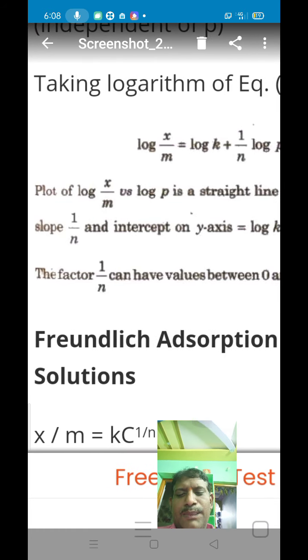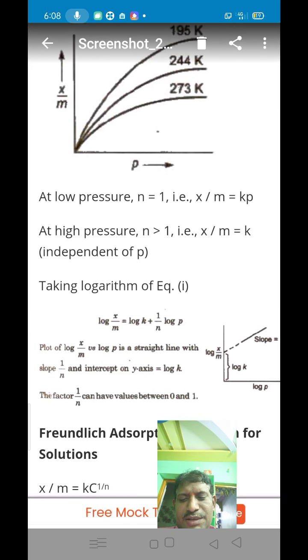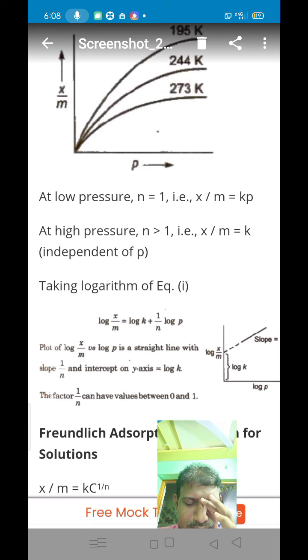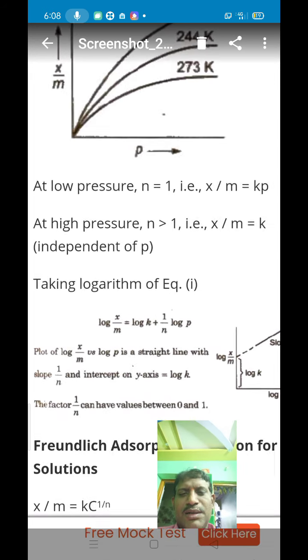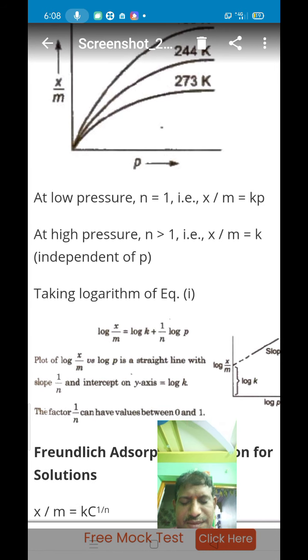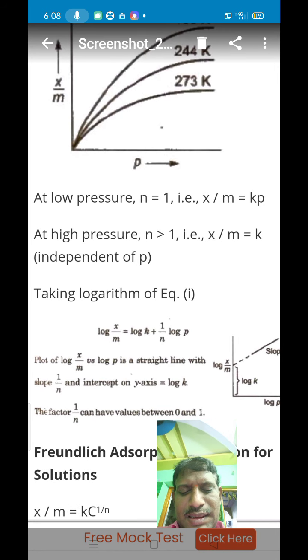But at high pressures, Freundlich's law does not explain the extent of adsorption. That means it is applicable only at low pressures and intermediate pressures. This is Freundlich's adsorption isotherm equation. Okay.